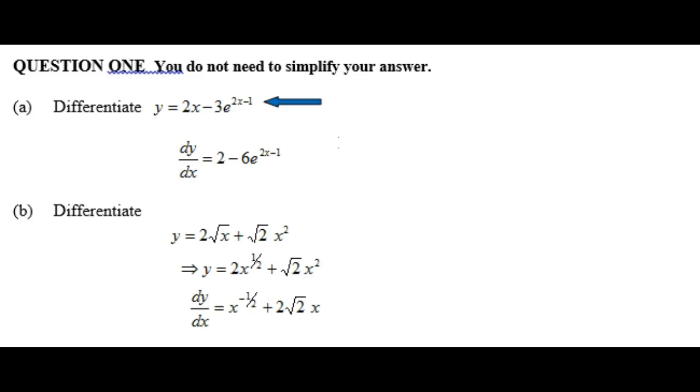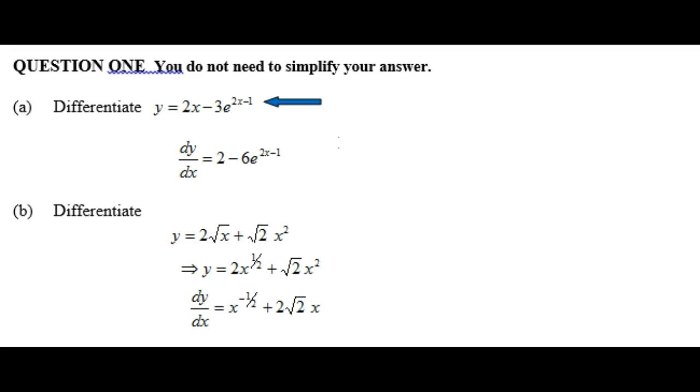Questions 1a and b are achieve level questions. Question 1a, differentiating 2x minus 3e to the 2x minus 1. When we differentiate the expression e, it stays the same. Just make sure you also differentiate the power, the 2x minus 1. And that's where the 6's come from, 3 times 2 from differentiating 2x minus 1.